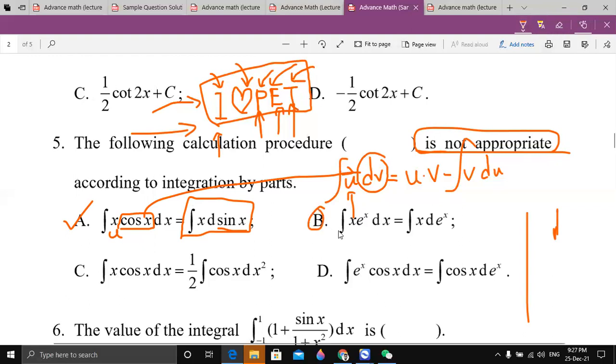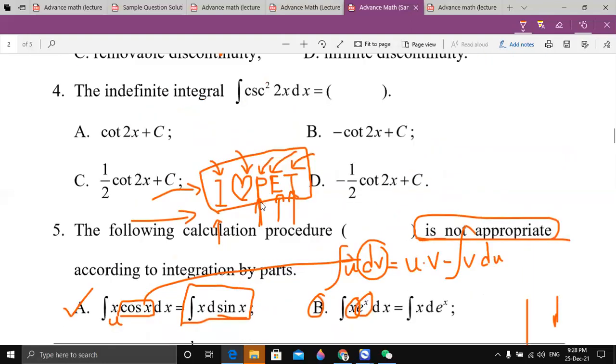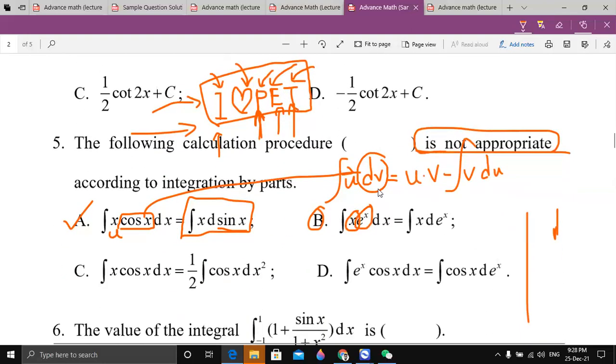Number B, integration of x e to the power x dx. Again we have power function here and expo function here. We know that the power function comes before the expo function.